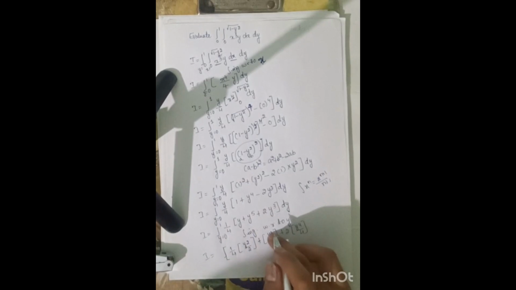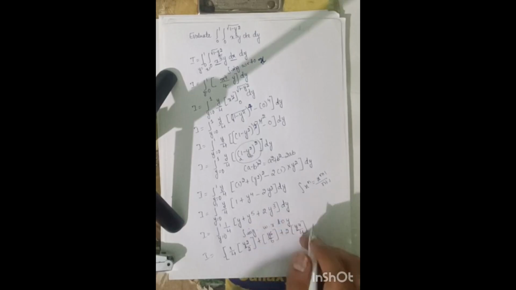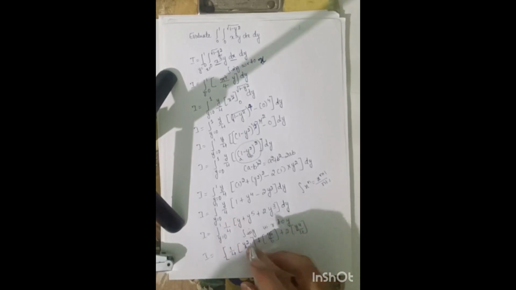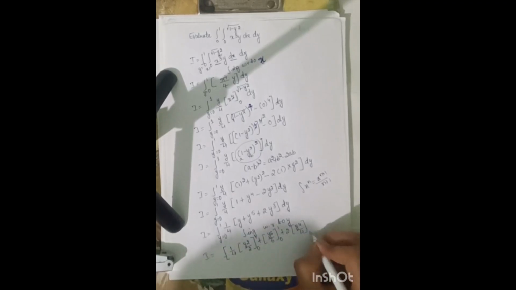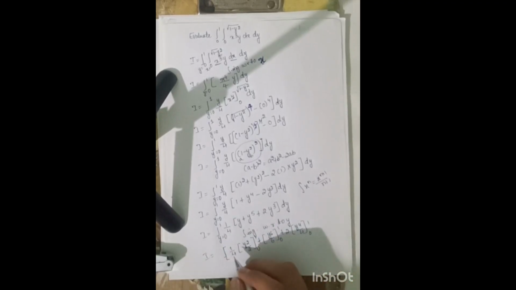Which formula are we using here? We are using the integration of x to the n is equal to x to the n plus 1 divided by n plus 1. So y5, it is 5 plus 1, that will be 6 divided by 6, 3 plus 1 will be 4 divided by 4, 1 plus 1 will be 2 divided by 2. I hope you understand here. Now we can apply the limits. The limits are 0 to 1.